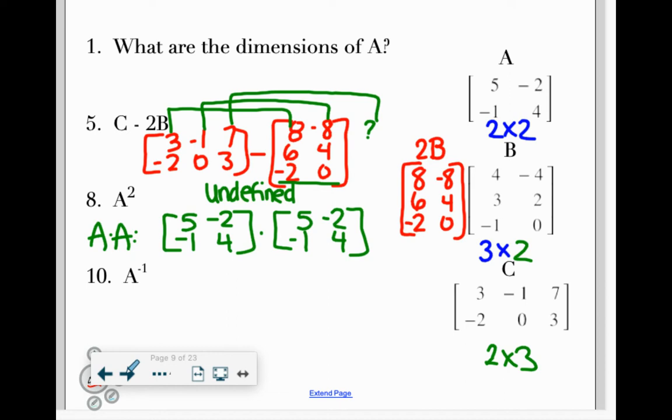And then when you're multiplying matrices, what you have to do is take this row times this column. 5 times 5 is 25. Negative 2 times negative 1. Put my dot in the wrong spot over there. So I'm basically multiplying these two and these two, and that gives me 2.